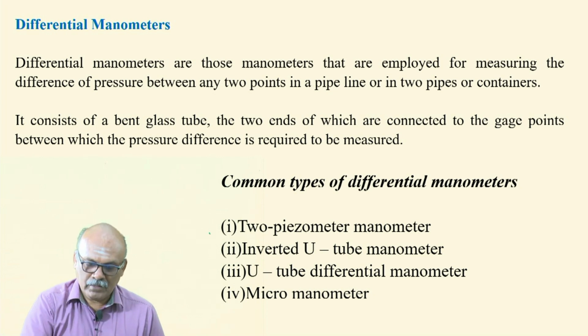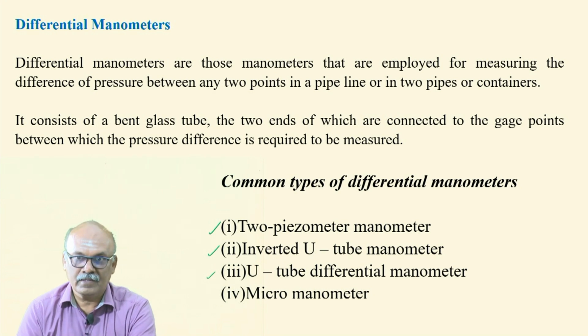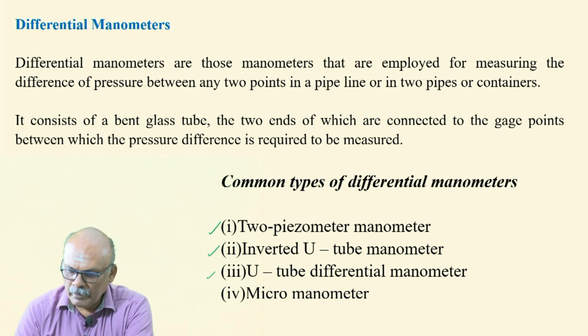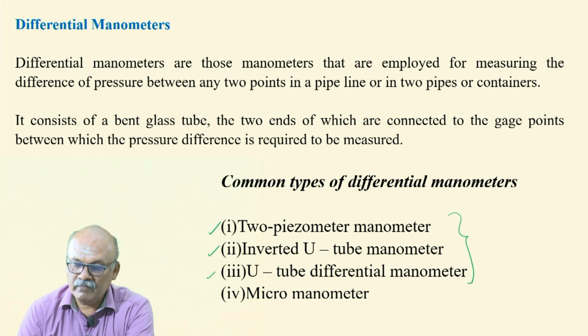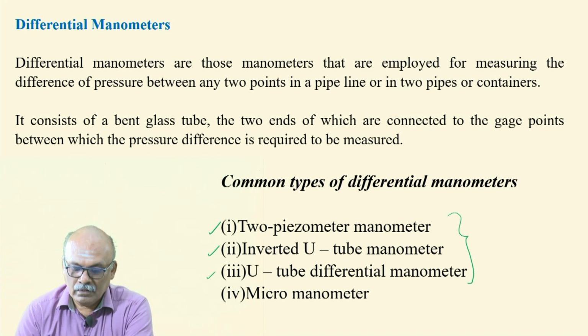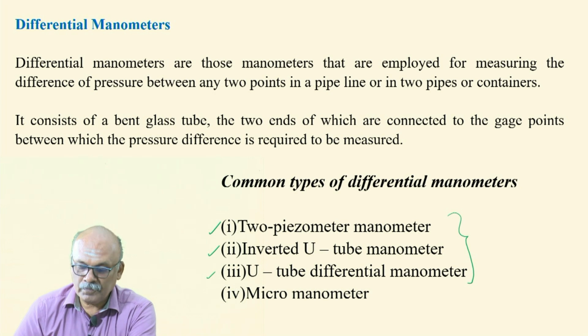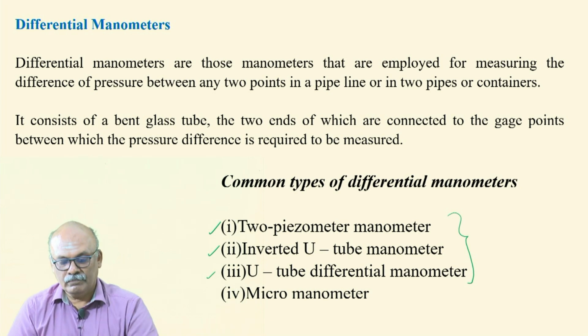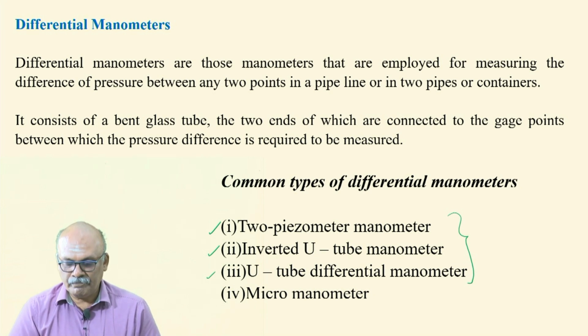The common types of differential manometers are the 2 piezometer manometer, inverted U-tube manometer, U-tube differential manometer, and micromanometers. Of course, micromanometers we will not be discussing. We will be discussing the first 3 which are very commonly employed. In fact, the second and third are very commonly employed. Anyhow, let us discuss the first 3 in depth and also work out sample problems involving these 3 types of differential manometers.